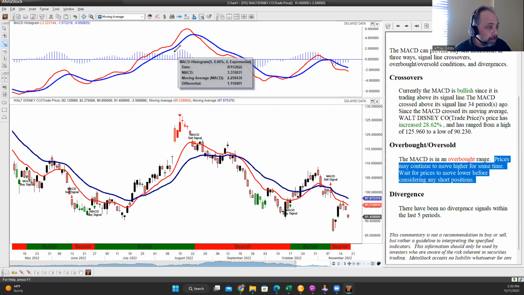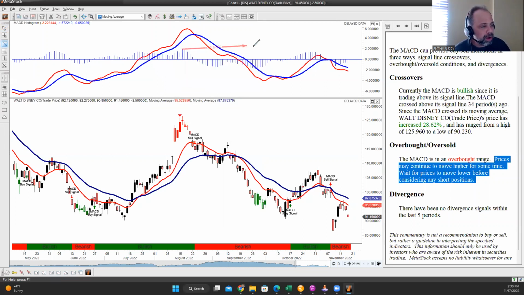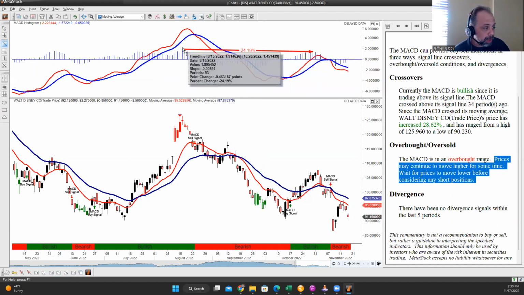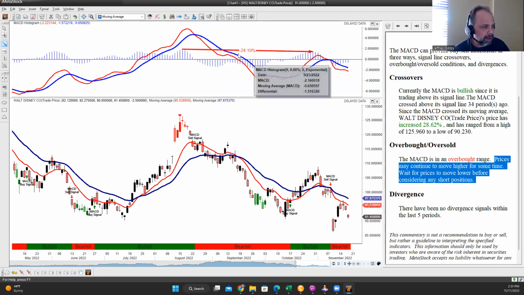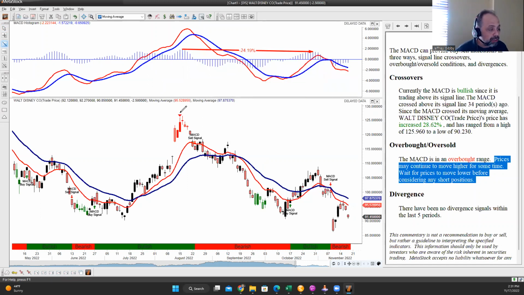I'm going to take my horizontal tool or my trend line tool, and we're going to go ahead and draw this out. Okay, so right here, I'm going to go from this peak of MACD to this peak of MACD, and it's a difference of about 24%. Okay, I'm going to match that, and so that's a negative slope.